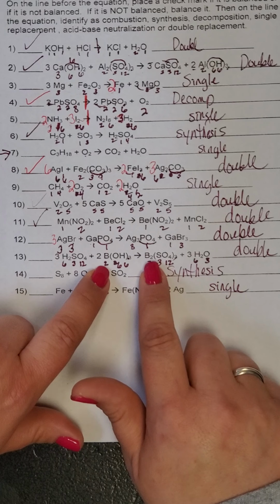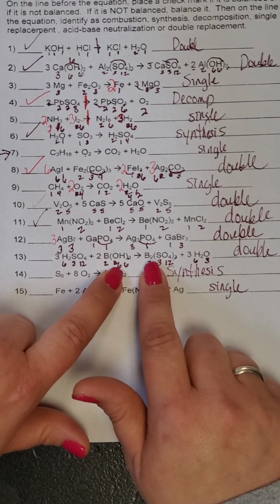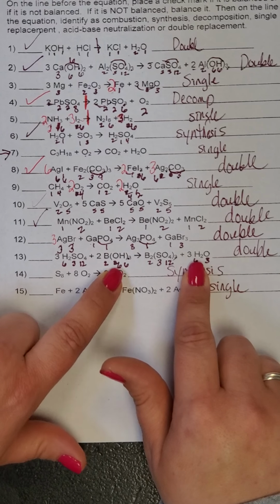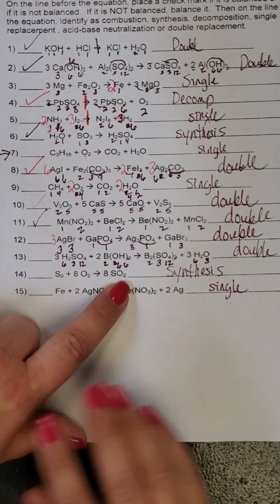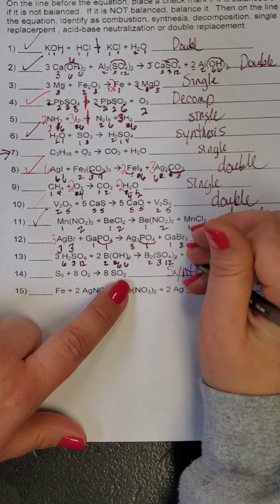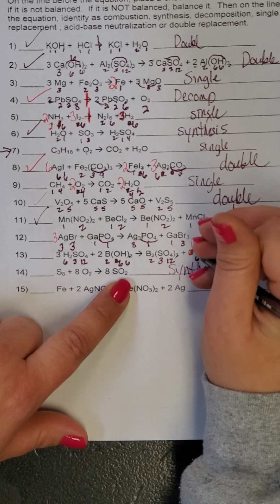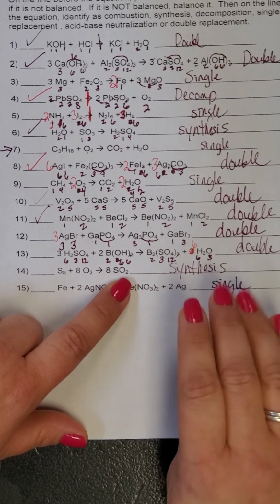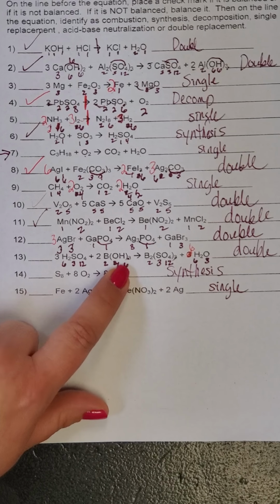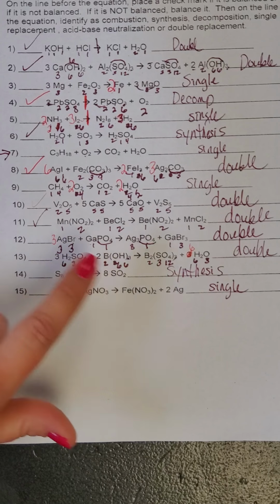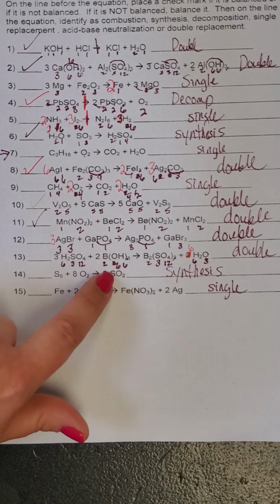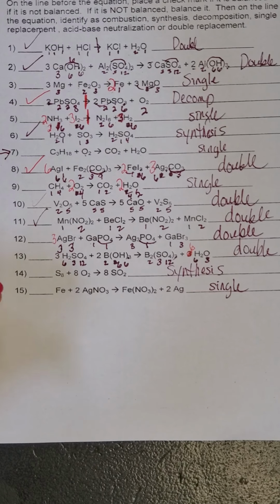2 borons, 6 oxygens. Hydrogens, there were 6. So for this one, you're going to have to change one of the numbers. And that number you would change is this one. And you would make that a 6. Because now that gives you 12 hydrogens. 6 hydrogens plus 6 hydrogens is 12. And the 6 plus 12 is 18. So that makes this balanced.